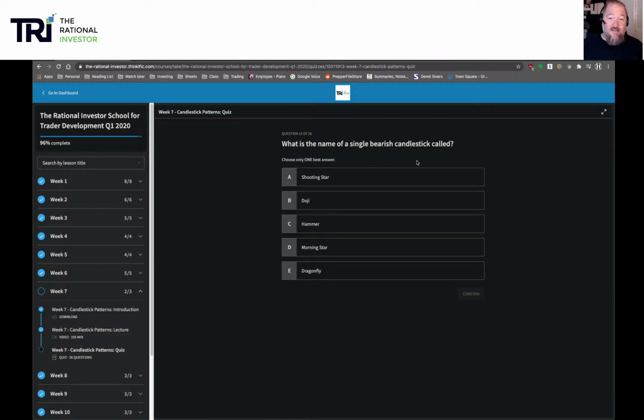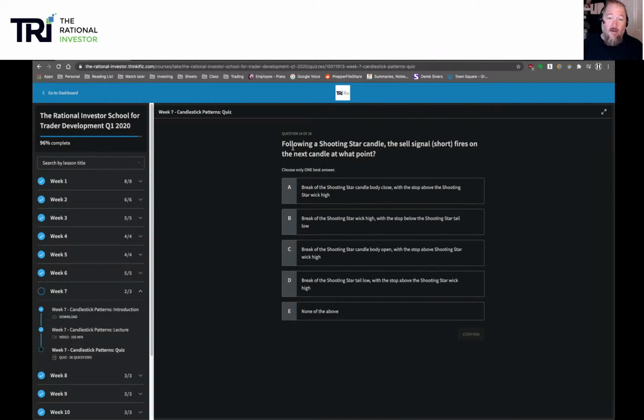And then what is the name of a single bearish candlestick? A single bearish candlestick is a shooting star. Okay. And then following a shooting star candle, the sell signal, the short, fires on the next candle at what point? This is a shooting star candle. So it's going to be a break of the shooting star tail low with the stop above the shooting star wick high.